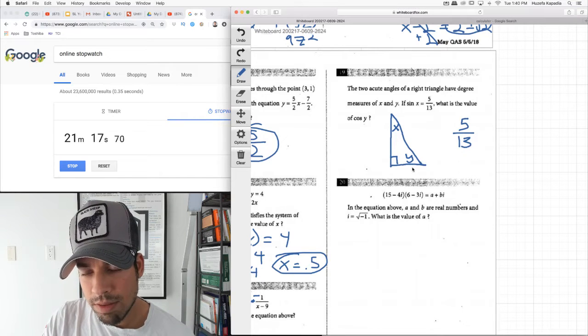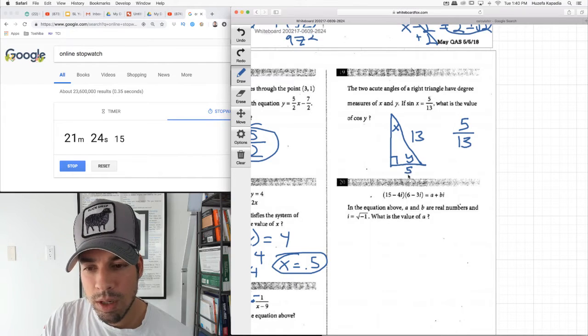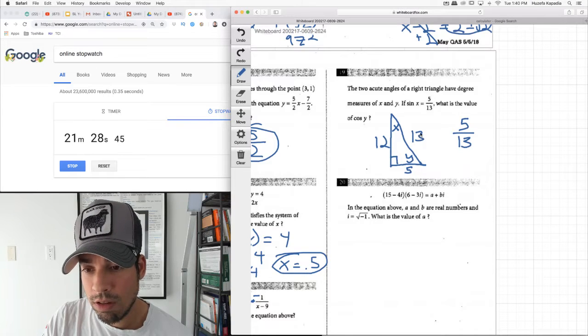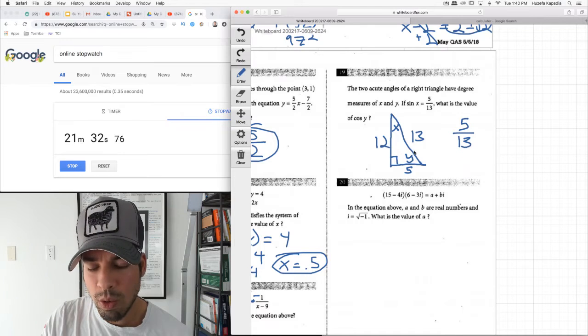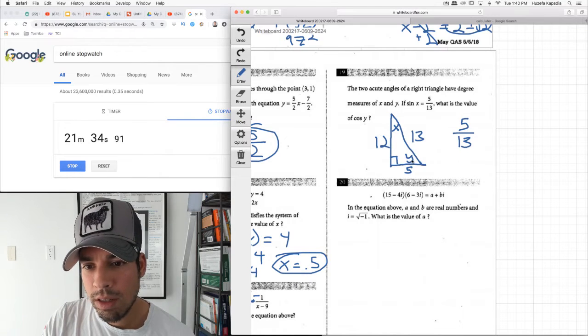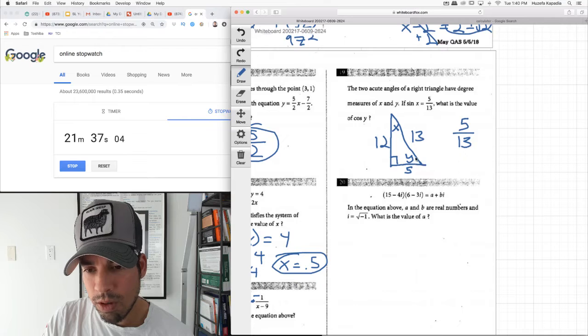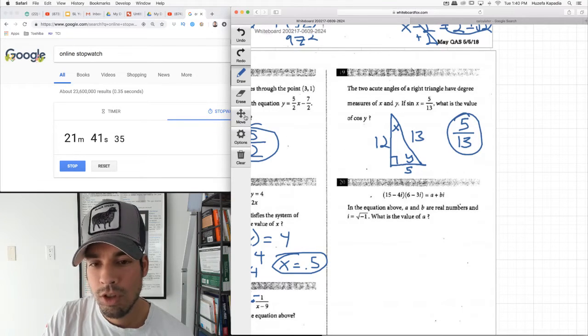Sine of x is 5/13, right? Opposite over hypotenuse. And then I think this is a 5, 12, 13. Using Pythagorean theorem, I can figure out this is 169 minus 25, 144, square root of that is 12. Okay. So what is cosine of y? But we don't even need this side. It's adjacent, which is 5 over hypotenuse, which is 13. That's it.